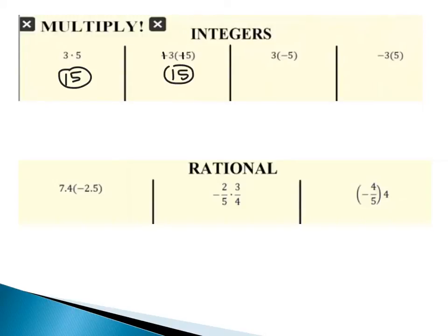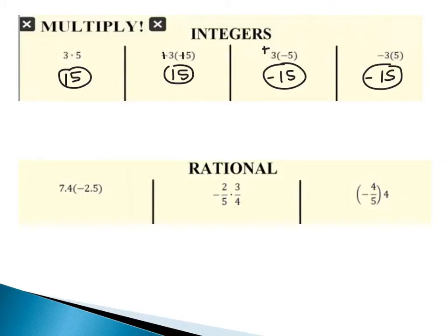Next one, I have 3 times negative 5. So I got a positive number, positive 3 here, times a negative 5. What is that going to give me? That is negative 15. And lastly, just switch the signs here, negative 3 times 5. Well, hey, 5 is still positive, 3 is still negative, so that is still going to be negative 15.